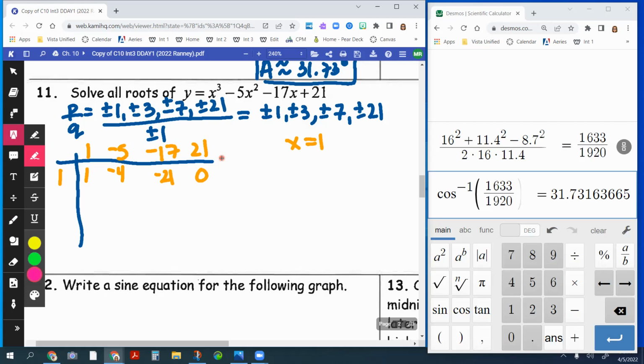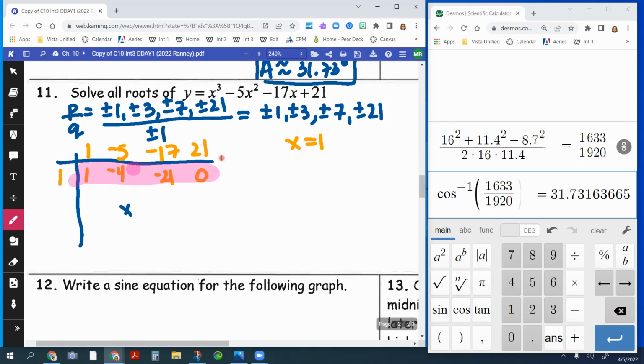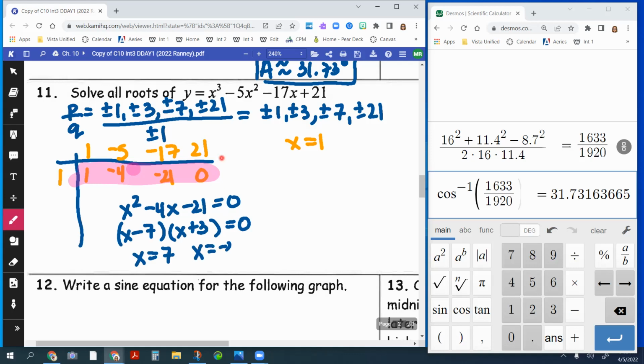I'm now going to take this depressed polynomial, and I'm going to do a new synthetic division. Actually, I don't even need to do synthetic division because this is going to be a degree 2. So this is going to be x squared minus 4x minus 21, and we want to know what makes that 0. So if I factor this, what multiplies to -21 and adds to -4? Well, that is going to be a -7 and a +3. So I get x equals 7 and x equals -3. So 7 and -3, these are my solutions.